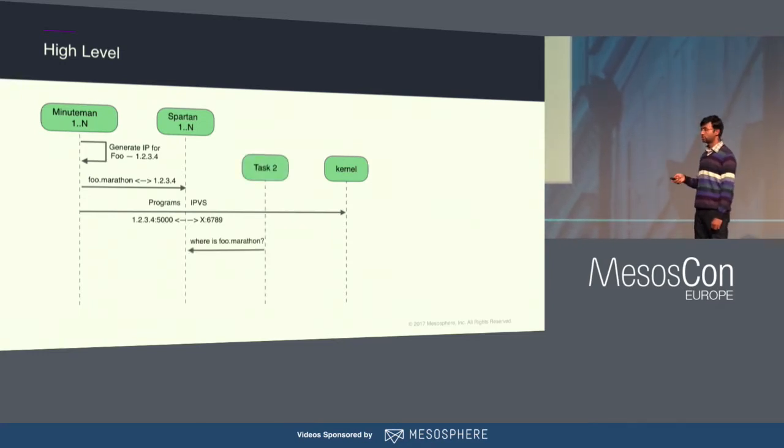Now, when task two, say randomly, wants to connect to task one through a VIP, it first queries the DNS for that VIP.